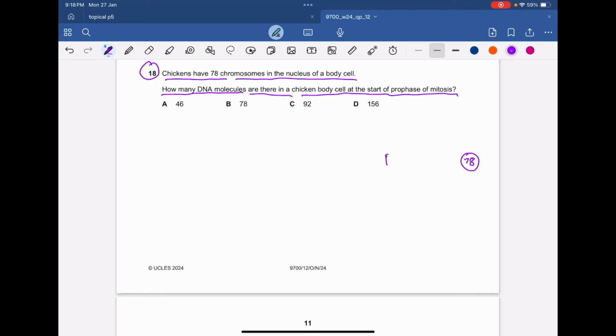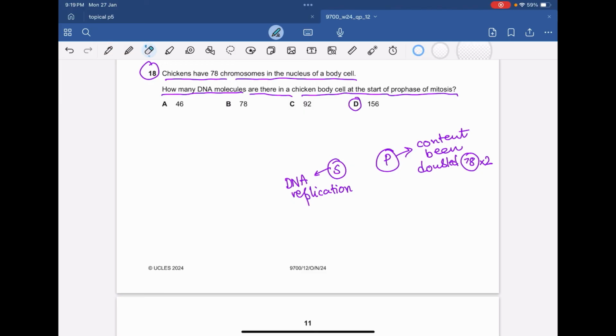Alright, so before the prophase begins, there is also the S phase where DNA replication takes place. Because of the DNA replication in the S phase, at the start of the prophase the content of the chromosomes has been doubled. So basically we will have 78 times 2, which is 156. So hence the answer to question number 18 is option D, which is 156 at the start of the prophase of mitosis.